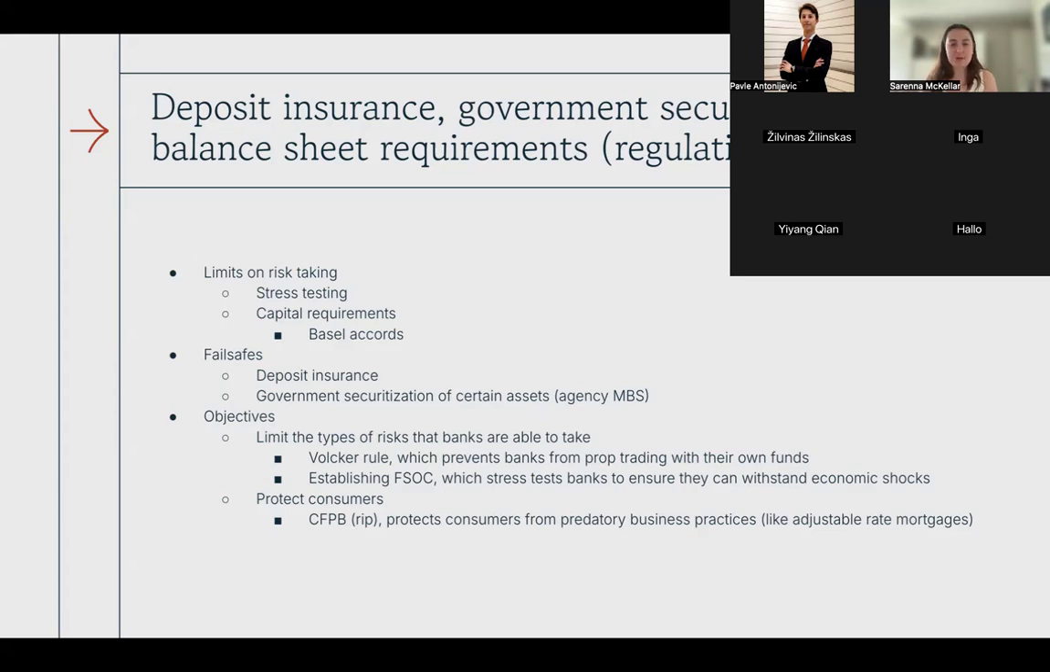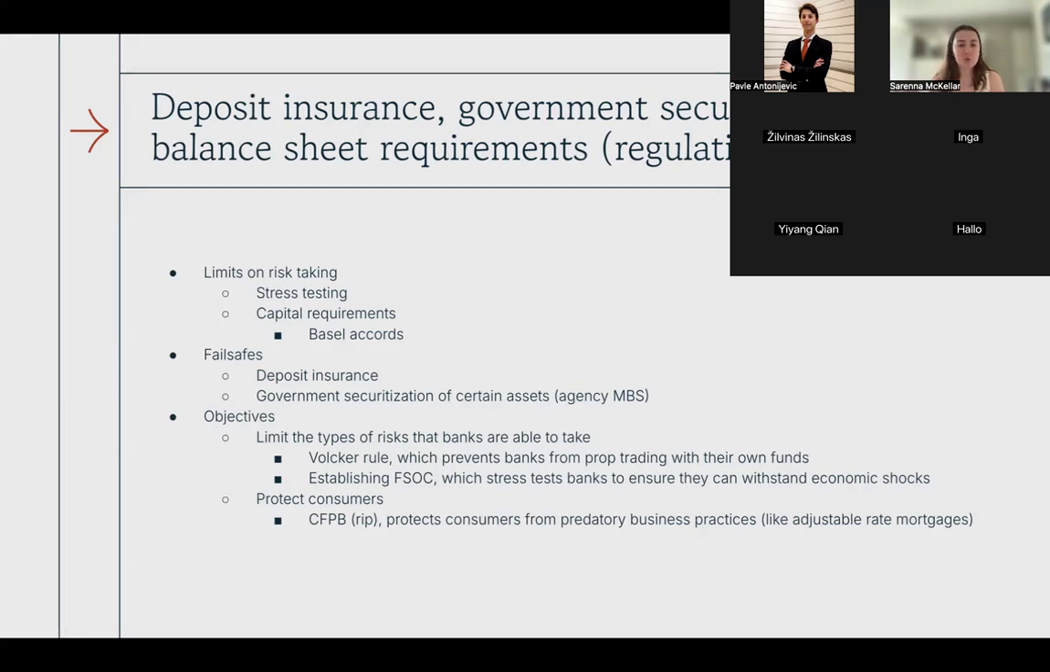There's also the FSOC, which I can't even remember what that stands for right now. It's like the federal, let me tell you, hold on. Financial Stability Oversight Committee. There we go. Which stress tests banks to ensure that they can withstand economic shocks. Most countries have some version of this as well because it was mandated by the Basel Accords. There's that type of oversight.